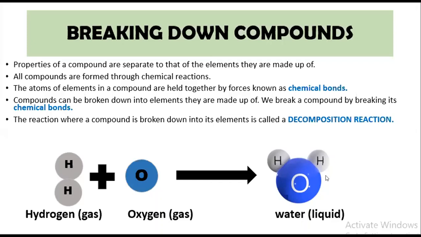If you remember from earlier, it's impossible to break apart a chemical bond through physical means. So you can't just boil water in order to separate hydrogen from oxygen. It needs to go through a more complicated process. Compounds can be broken down into the elements they are made up of, by breaking their chemical bonds. The reaction where a compound is broken down into its elements is called a decomposition reaction.